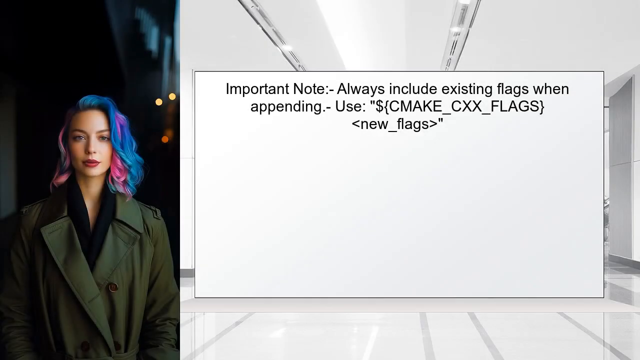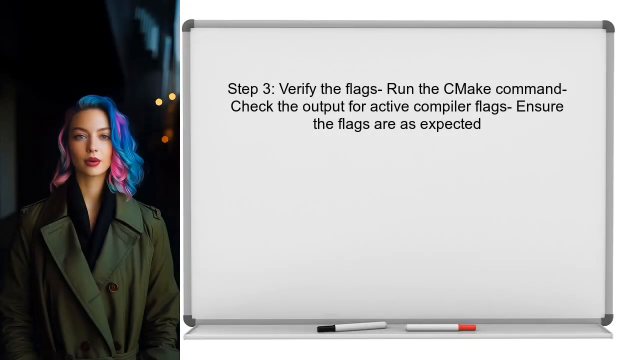It's important for the user to remember that when appending flags, they should include the existing flags in the command. This ensures that all previously set options are preserved. Finally, the user can verify that the flags have been set correctly by checking the output of the CMake configuration step. This will show the active compiler flags.